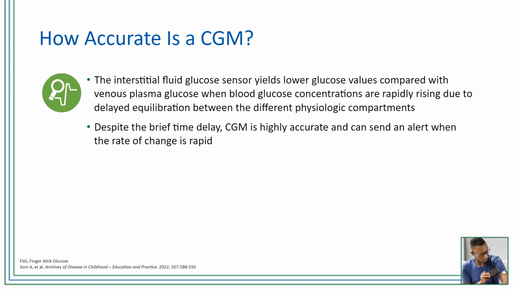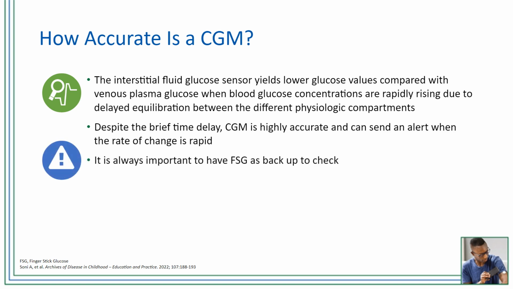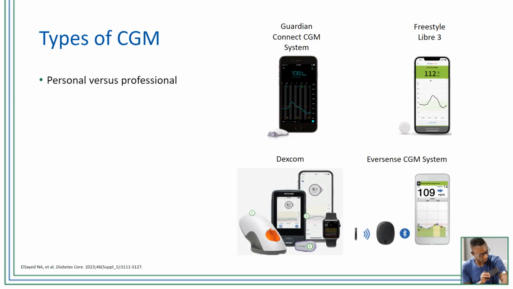And the CGM will give you a trend on how rapidly the sugar is rising. Even though the delay would be about 5 or 10 minutes, it's still accurate enough, and it still will give you an accurate reading. However, it is still always important to have a finger stick glucose as a backup for CGM.